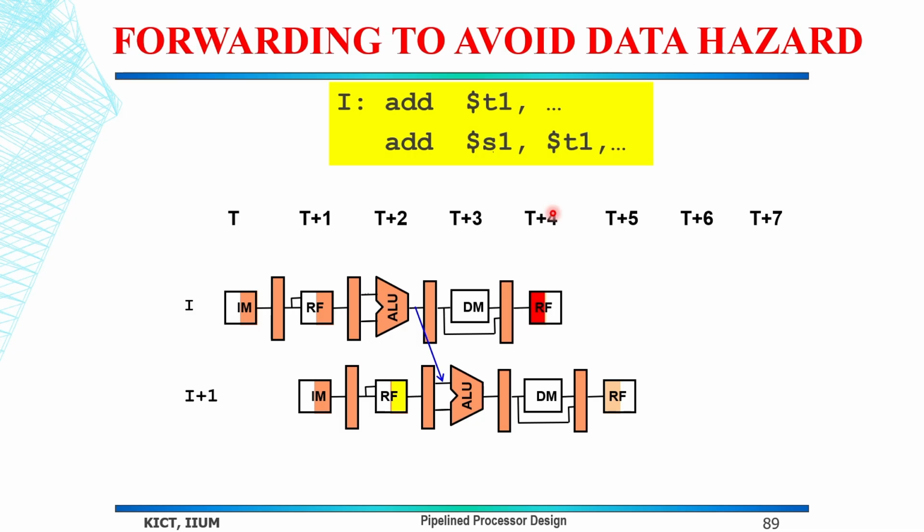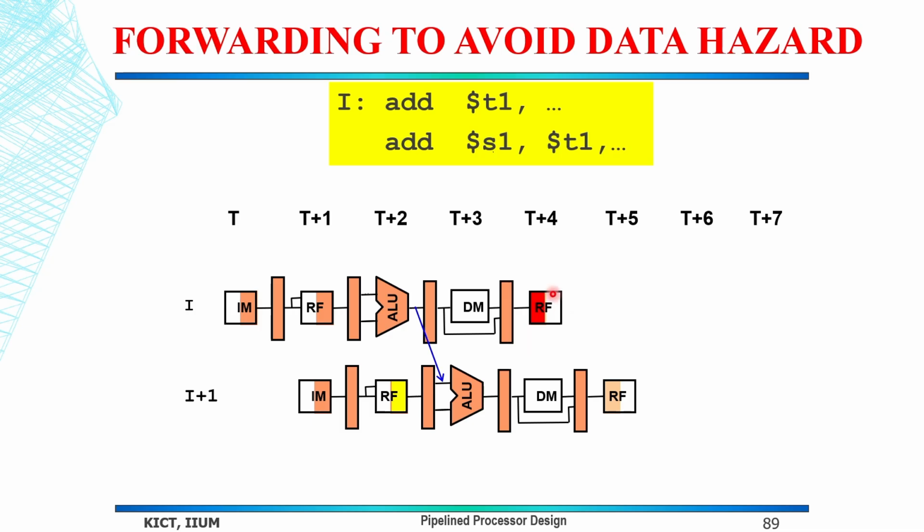If we look at the horizontal presentation, we have instruction fetch, instruction decode, execution, memory access, and write back for the first instruction in the first flow. The second instruction comes in T plus 1, right below the instruction decode of the first instruction. We can see that the result of $T1 is going to be written in the T plus 4 cycle, here.